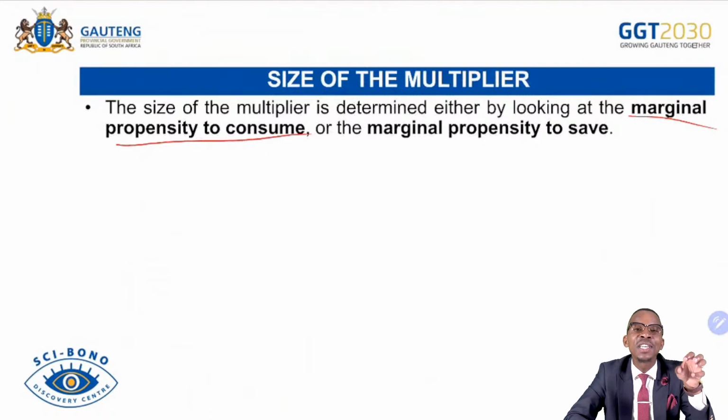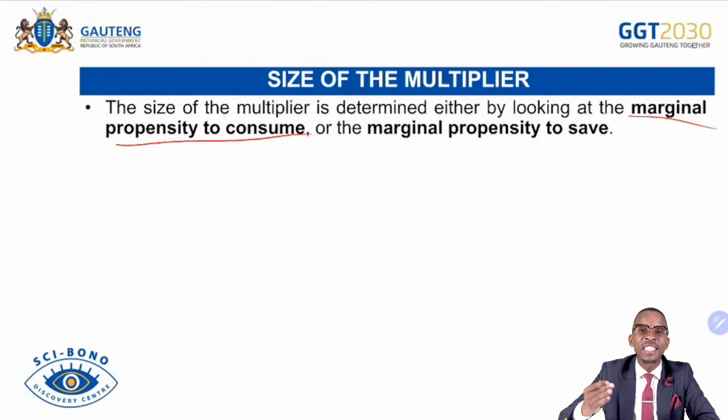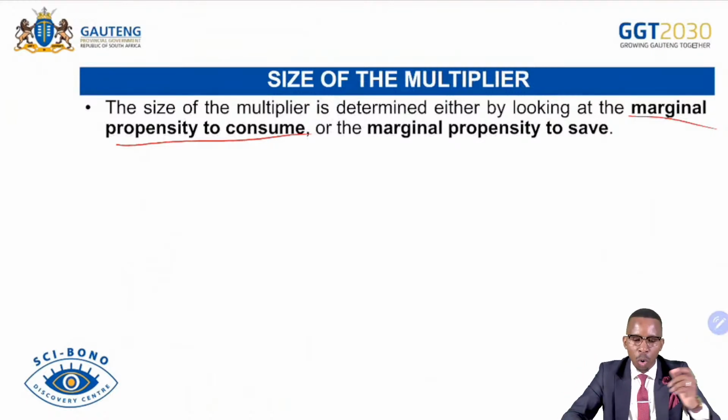Remember, if ever the MPC is more, the size of the multiplier will be bigger. If MPC is less, the size of the multiplier will be less because there is less money circulating in the economy. If MPS is more, that means more money is saved and is not available in circulation. That decreases the value of the multiplier. But if MPS is less, that means more money has been spent or consumed. That means the multiplier will be even more because there are less savings and more consumption.